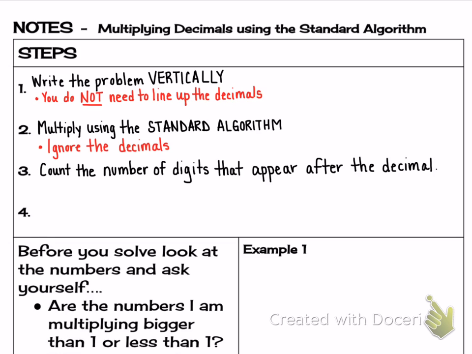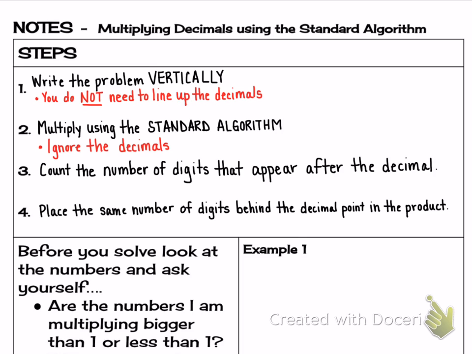Now that's very wordy and kind of tough to understand. Let's write it down first. So again, what we said is place the same number of digits behind the decimal point in the product. When we're talking about the number of digits, you're getting that number from step 3. So if there's 3 numbers after the decimal point in the problem, there should be 3 numbers after the decimal point in the actual product or the answer. Okay, if you don't have everything written down, make sure you pause and get it all written down before we move on.